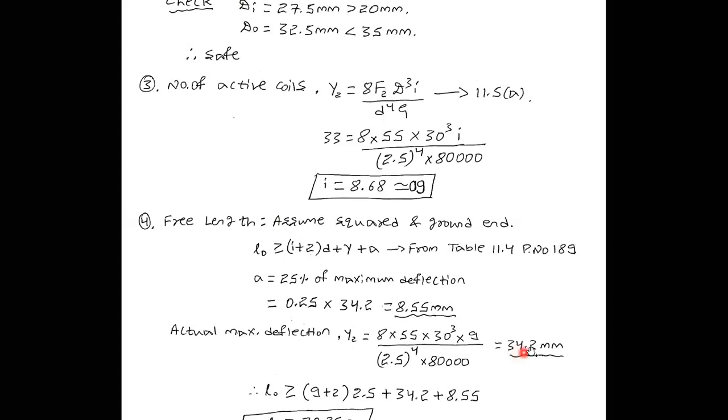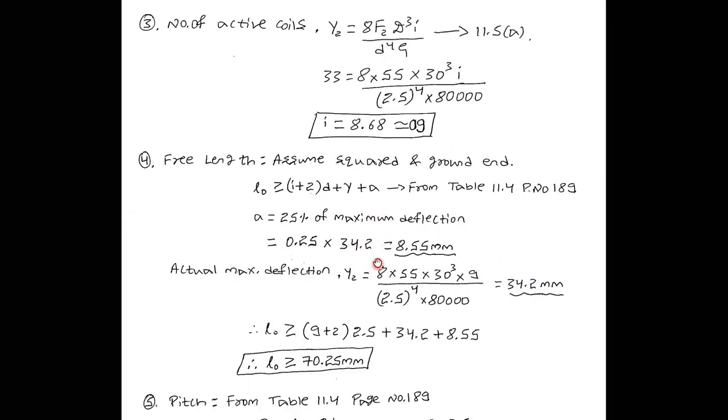Okay, now this value has to be substituted here. 25% of the maximum deflection. 25 means you can take it as 25 divided by 100. That is nothing but 25%. Or you can take it as 0.25 into maximum deflection. Take it as 34.2. Don't take 33. Because if you take 33, the I value you obtain from that is 8.68, whereas here you have rounded it off to 9. That's why you have to take the actual maximum deflection. Means you have to take the 9 and the maximum deflection will change. It will be 34.2.